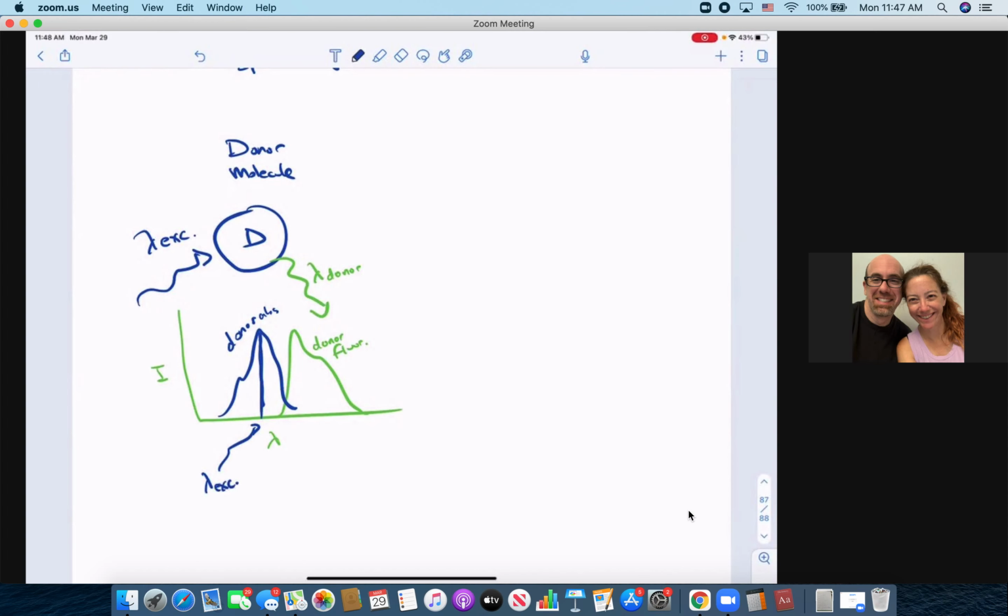Now, let's say I've got an acceptor molecule also nearby. It's a different molecule.